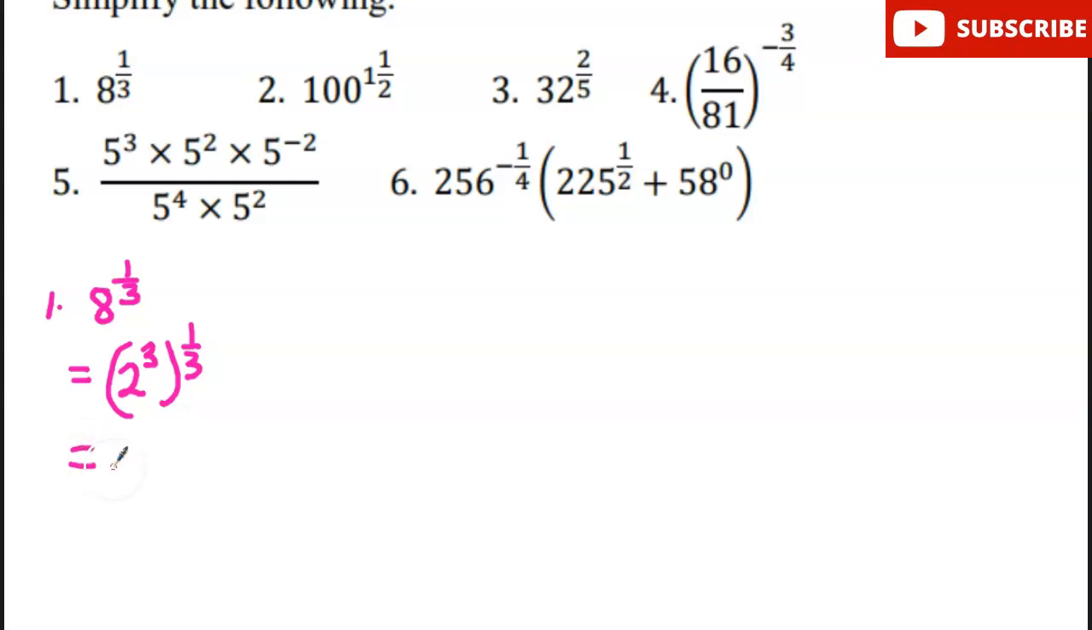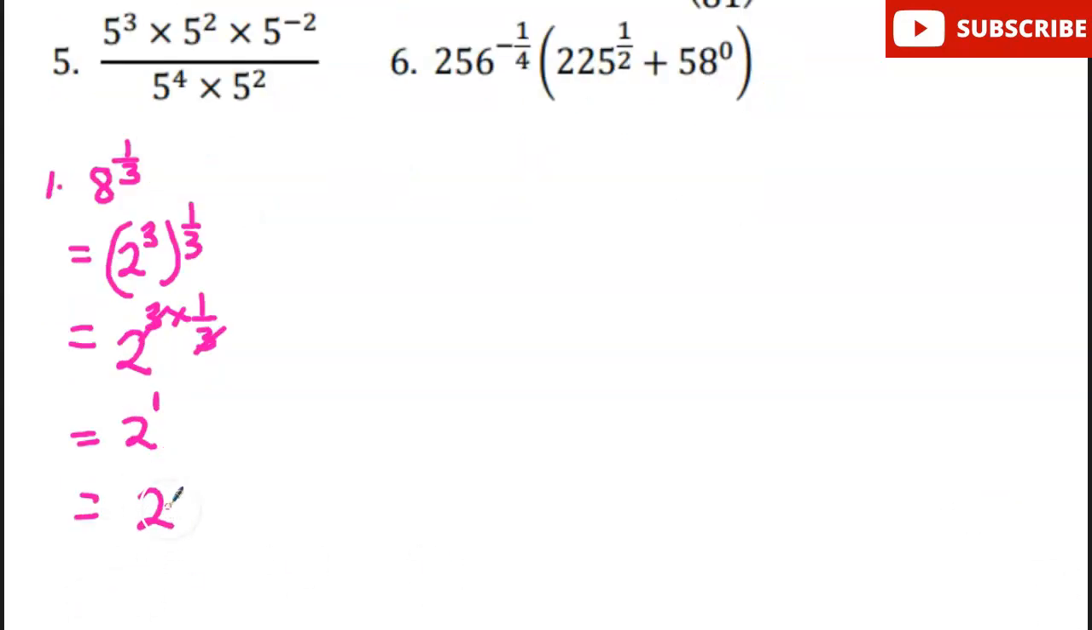And according to indices, when an index is raised to a certain power, you multiply the exponents. So 2 raised to the power 3 times 1 on 3. So this will cancel that. So you have 2 raised to the power 1, which is equal to 2.